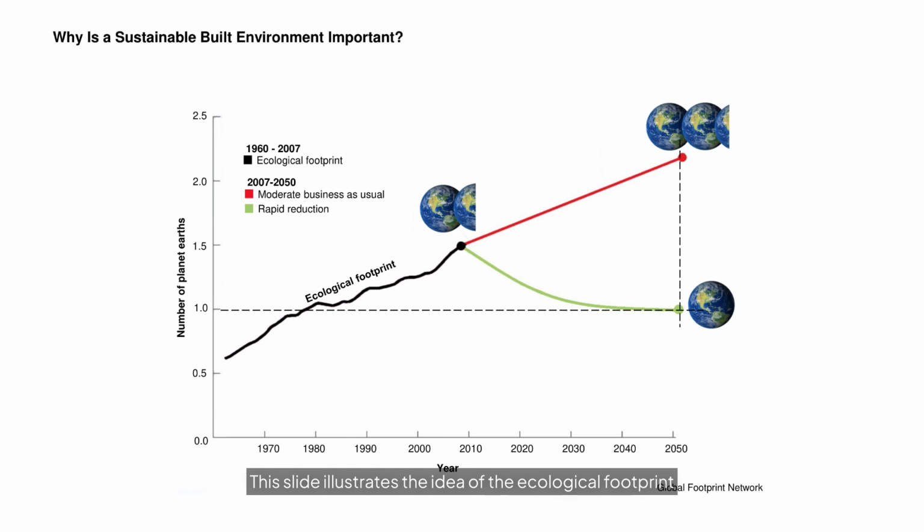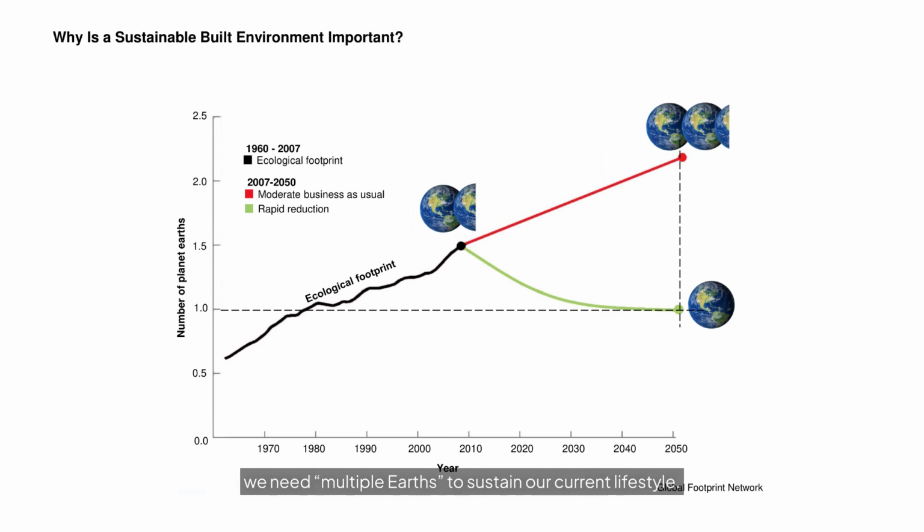This slide illustrates the idea of the ecological footprint for different impact scenarios. The term ecological footprint measures how much of Earth's resources we use compared to what the planet can renew. The graphs highlight how humanity's resource demand exceeded Earth's capacity, highlighted in the black line. If we keep the business as usual scenario highlighted in red, we need multiple Earths to sustain our current lifestyle.